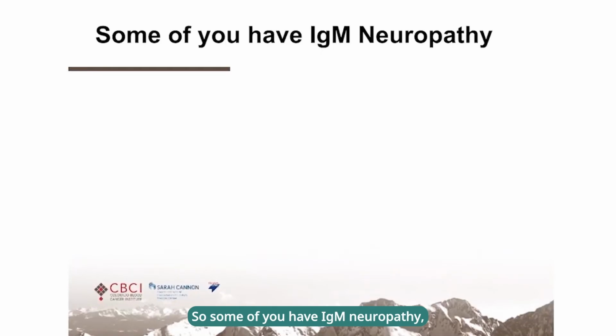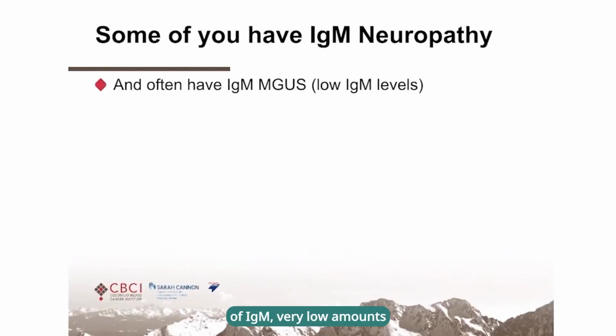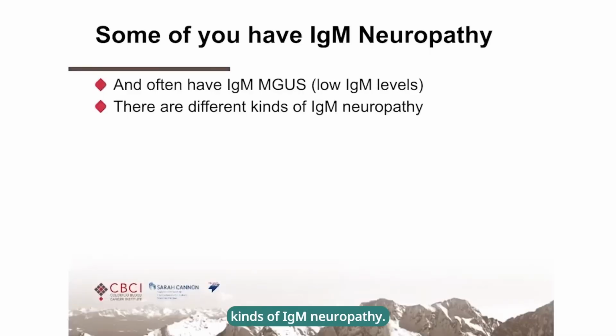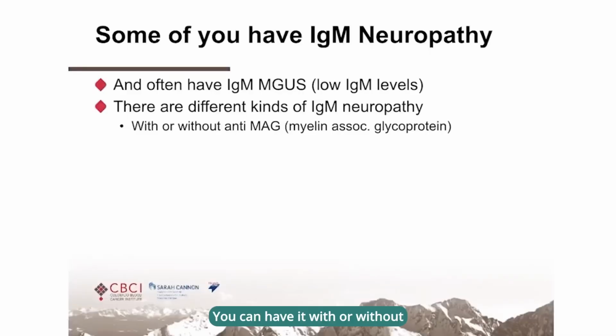So some of you have IgM neuropathy, and usually the IgM neuropathy patients have very low levels of IgM, very low amounts of LPL in the bone marrow, and it's a troublesome diagnosis for sure. There are different kinds of IgM neuropathy. You can have it with or without what's called myelin-associated glycoproteins.